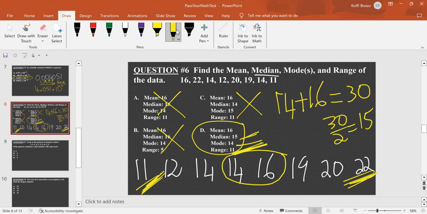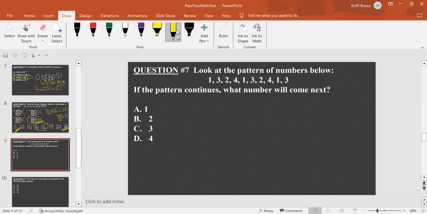Let's continue. Question 7. Look at the pattern of numbers below. This is another challenge question you can see in the test. But you have to understand that every time you have a list of numbers like this, that's why they say pattern, there is a relationship between the numbers. So you have to figure out that relationship, which will help you to determine the next number.